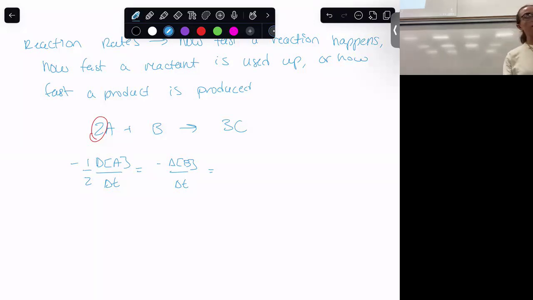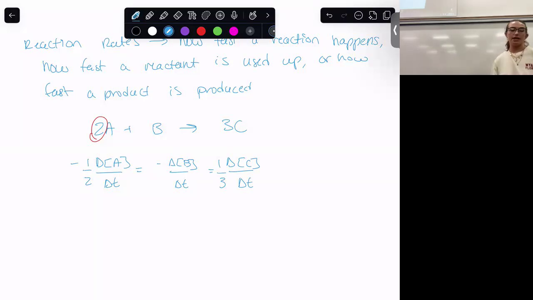You can do this for the products being produced, and you could say that the production of C, which would be final minus initial, your final is always going to be greater than the initial, because usually the initial is 0. You would have a change in concentration of C divided by the change in time. What would be the reciprocal for your product here for C? 1/3, right?